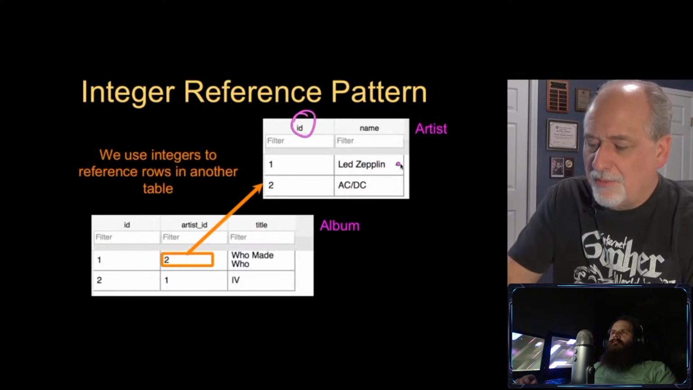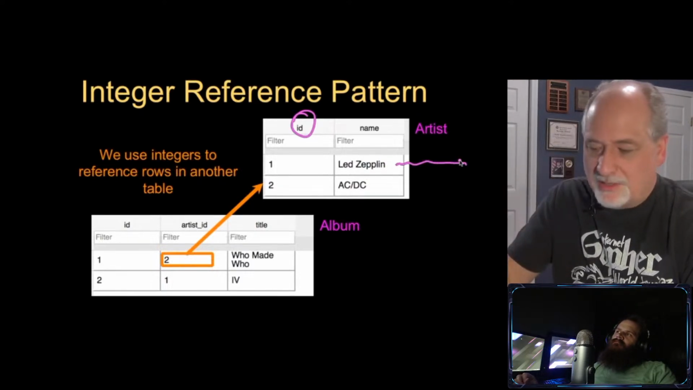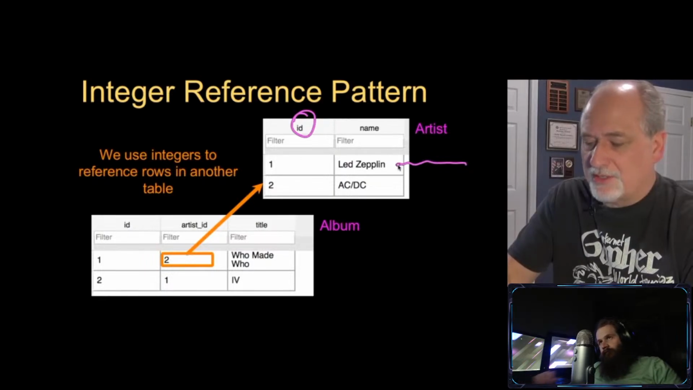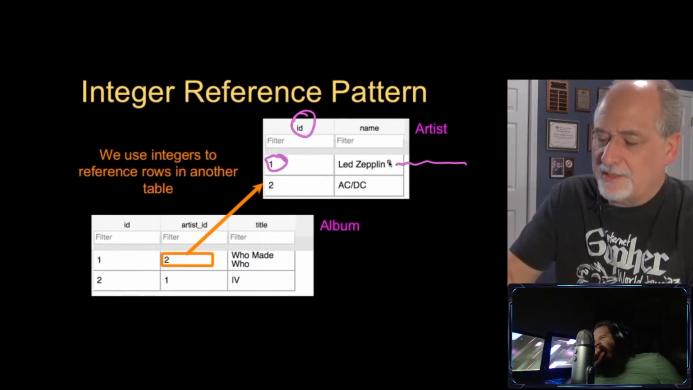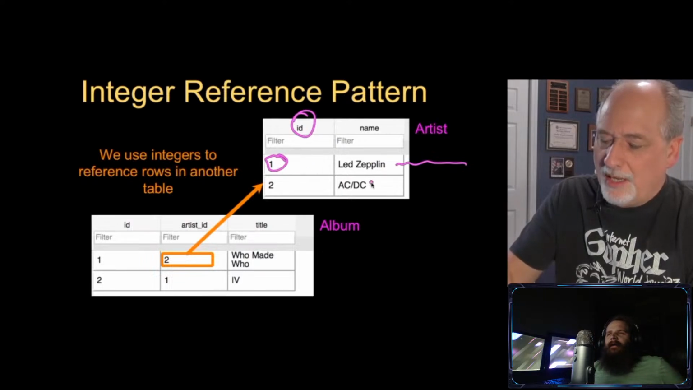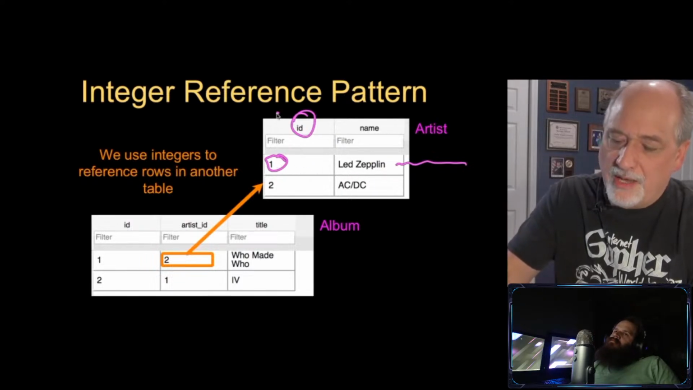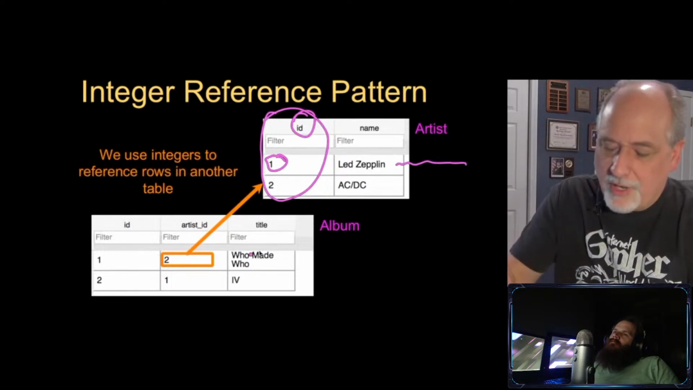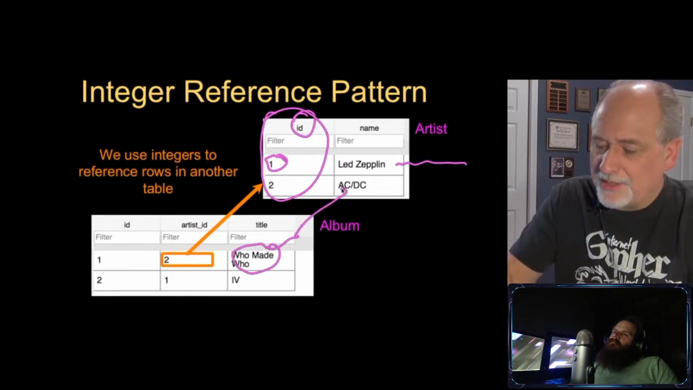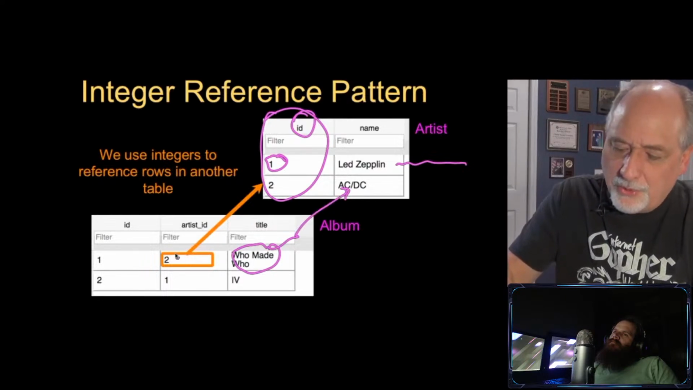And so this is a row. It might have many bits of data here, but in this case, it's just the name of an artist. So this album is going to belong to an artist. And we're going to assign a number inside the database, so that Led Zeppelin is 1 and AC/DC is 2. And so we have this key. This is called a primary key. And then later, when we want to say that the Who Made Who album really was done by AC/DC, we put the number 2 in.